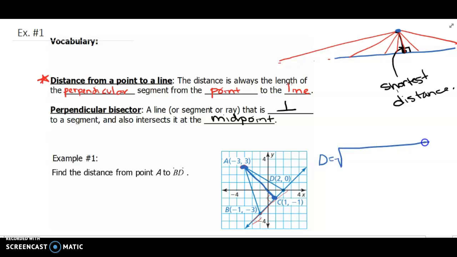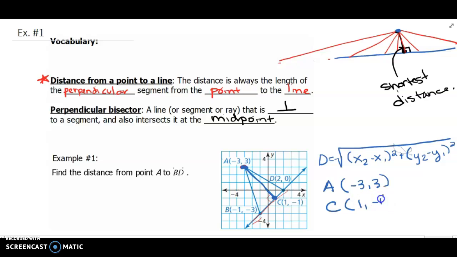Okay, so just a reminder, the distance formula is the square root of x2 minus x1 squared plus y2 minus y1 squared. I want to find the distance between point A, which is (-3, 3), and point C, which is at (1, -1), and that's because C is the point on the line where it's perpendicular. So this is the x coordinate of point 1, y coordinate of point 1, x coordinate of point 2, y coordinate of point 2. The distance is x2 minus x1, that's 1 minus -3, which is 1 plus 3, squared, plus y2 minus y1, so -1 minus 3, squared.